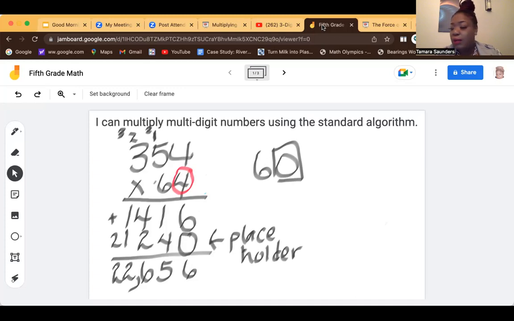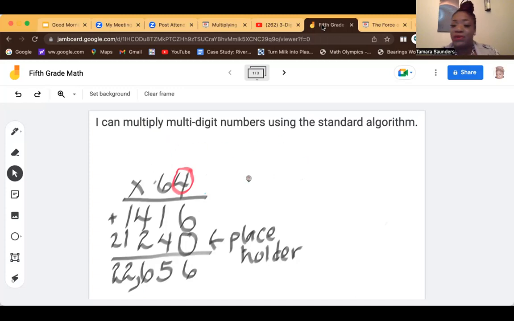So let's just try one more. I'm going to erase this board right now. By the way, just so that we are keeping what we do in the classroom as usual, I hope that you are seeing my I can statement at the top of the screen, which I should have said to you before I started working out the problem, but I'll say it now. We are working on the I can statement. I can multiply multi-digit numbers using the standard algorithm.